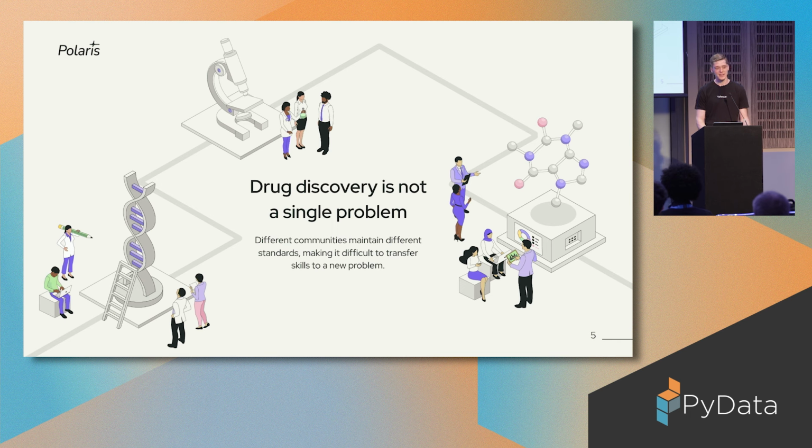All right. I think it's also worth noting that drug discovery is not a single problem. It actually spans multiple problems across chemistry, biology, physics, computer science. And I think you'll find that it's quite a scattered community. So typically these different sub-communities, they don't really interact with each other a lot. They tend to have their own standards, their own tools, their own way of communicating. And that makes it quite difficult to transfer skills. Once you're working on one problem, it's not as easy to switch to another problem within the same community.